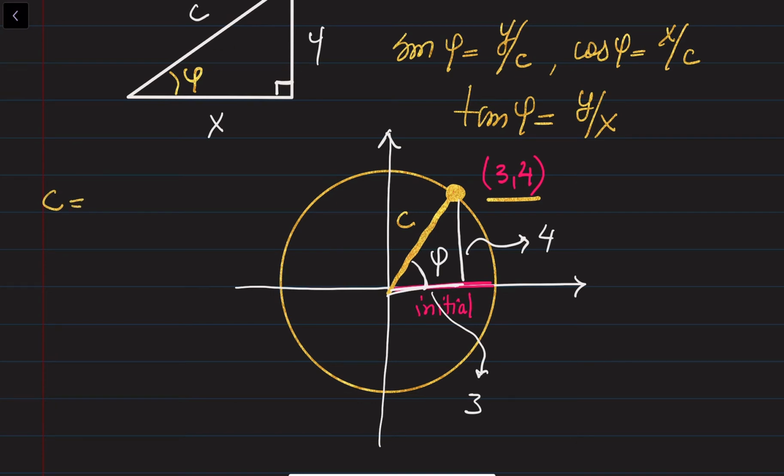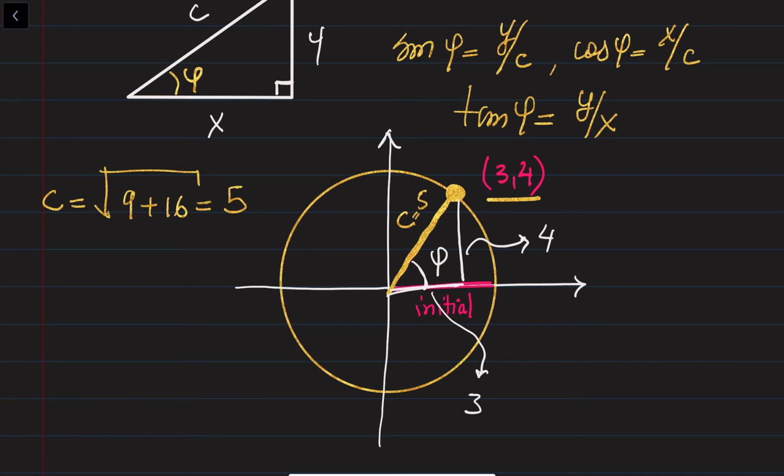So the hypotenuse is going to be the square root of one side of the triangle in the square, which is 9, plus another side of the triangle in the square, which is 16, and take the square root, which is going to be the square root of 25, or simply 5. So this side of the triangle is going to be equal to 5, and I need to always find this from the coordinates of the point.